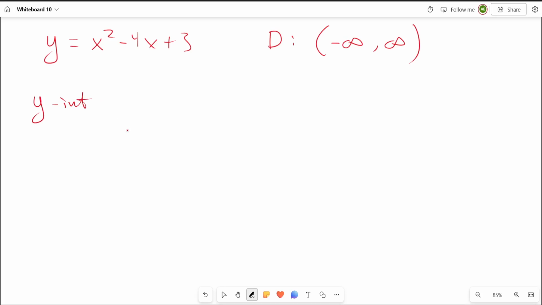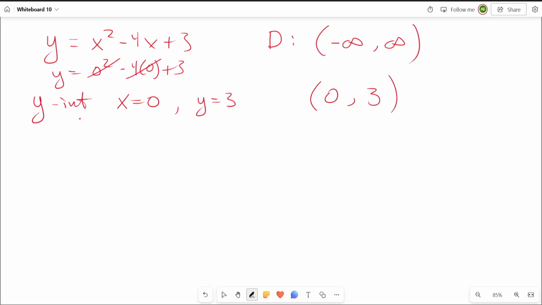What I want to find next is my y-intercept. To find my y-intercept, I will set x equal to 0. So this is going to be 0 squared minus 4 times 0 plus 3. Y equals this. So this is 0, this is 0, so y equals 3. My y-intercept is at y equals 3, and it's the point (0, 3). This is my y-intercept.